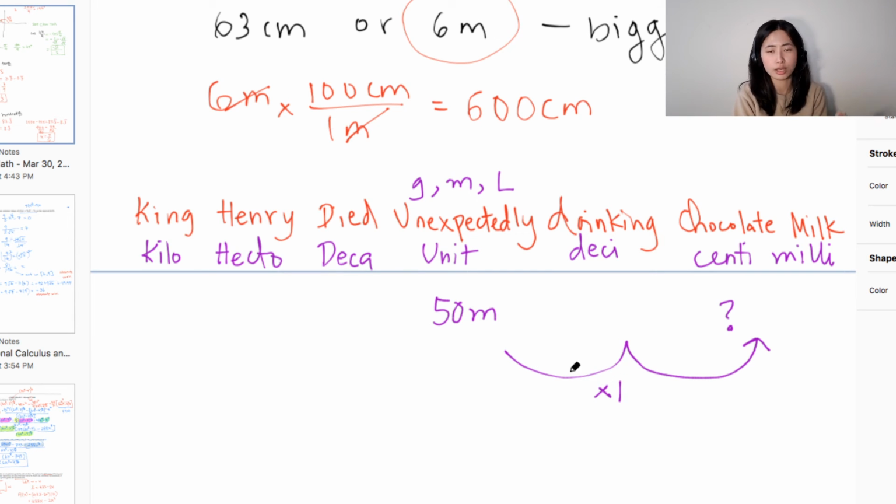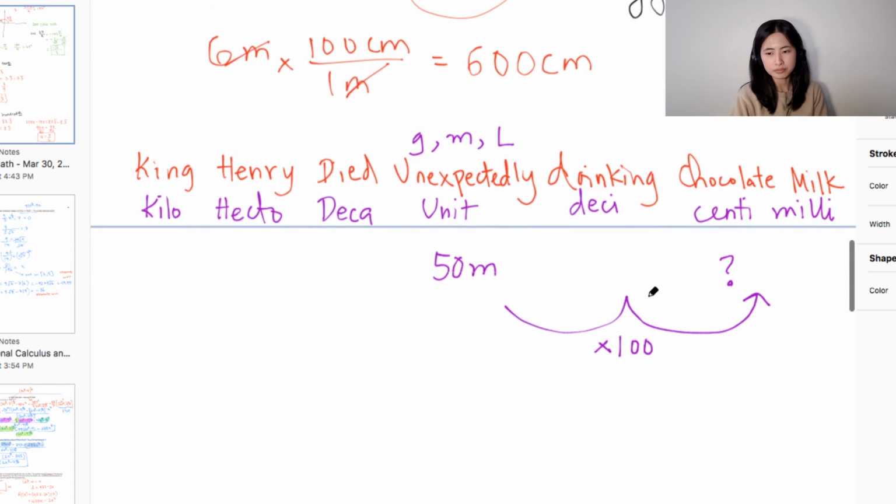On top of that, because you're moving twice, that's the number of zeros you have after the one. So that means two zeros, and because you're moving to the right, it's multiplication. So 50 meters in centimeters would be 5, 0, and you're adding two zeros.